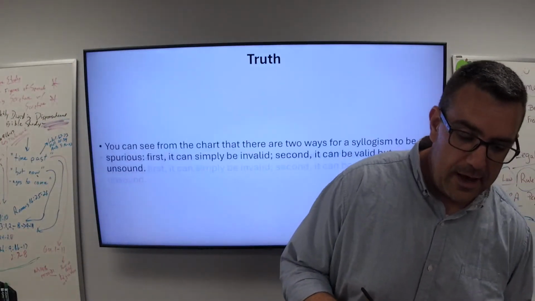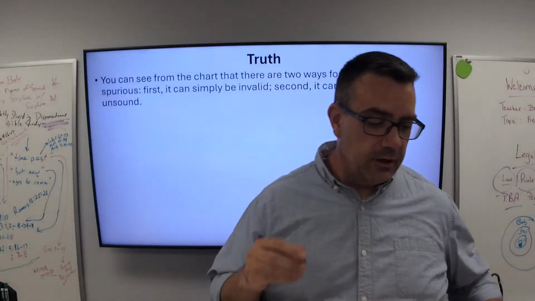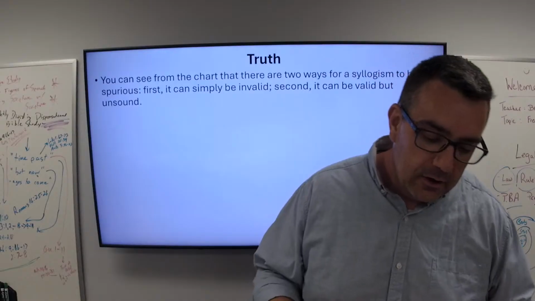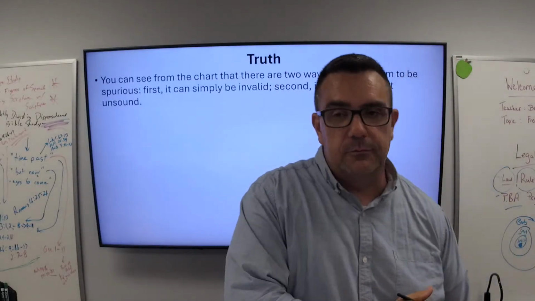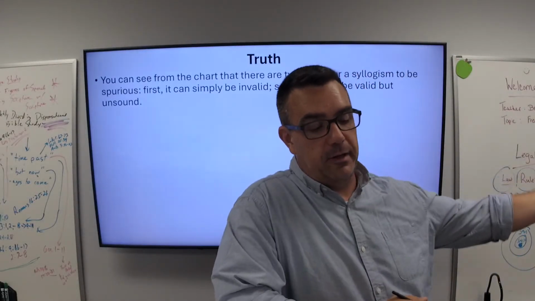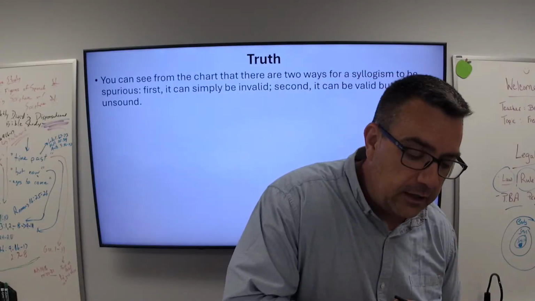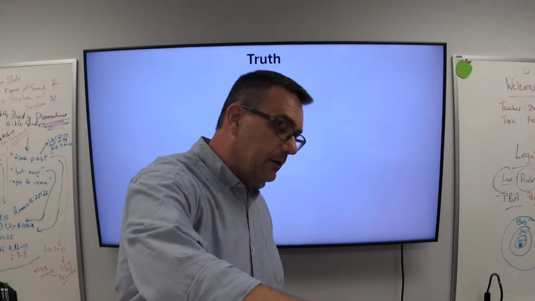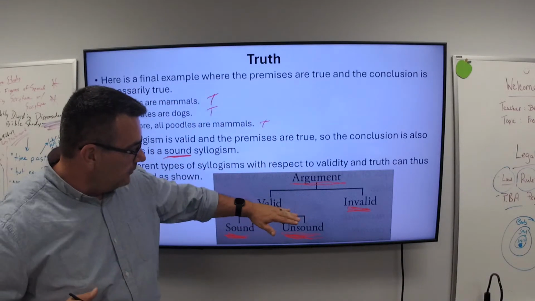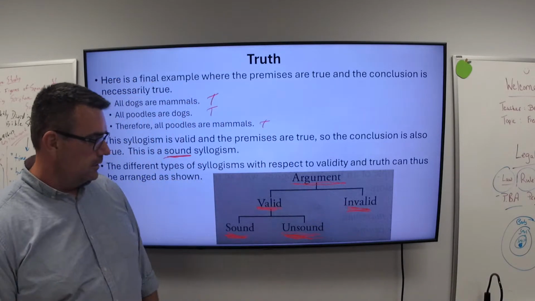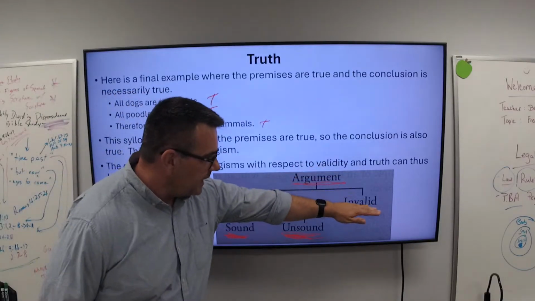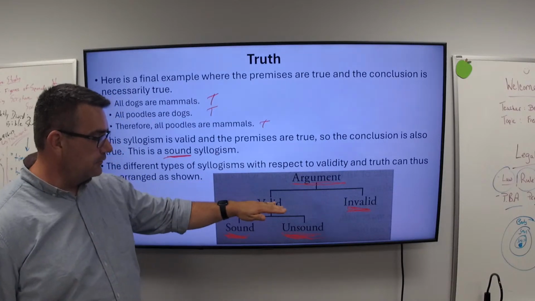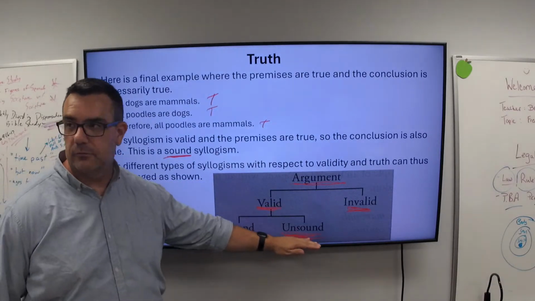So, with that in mind, let's just review here. You can see from the chart, the chart I just had you copy down, that there are two ways for a syllogism to be spurious. Spurious is a word meaning false, right? First, it can simply be invalid. So that would be the first level, right? First level, it's valid or it's what? If you determine it's invalid, you don't have to go any further. You're done, right? If you determine that it's valid, then you have to determine is it sound versus what?